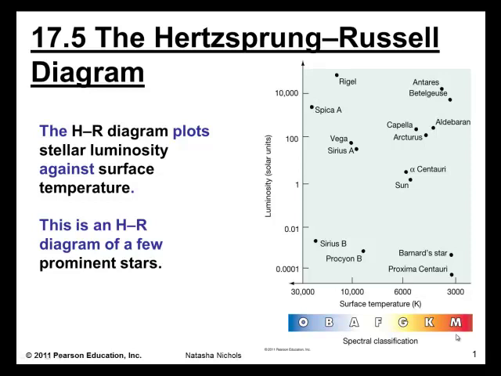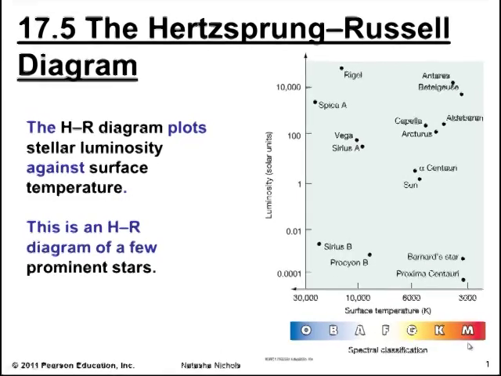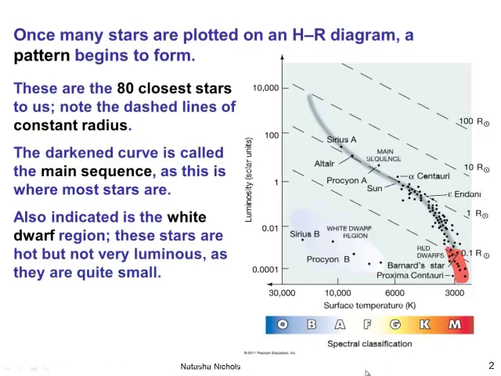Now, HR diagrams are very, very useful because they enable us to sort stars according to their diameters. And how do we do that? If you take a look at this HR plot right here, it is a plot of the 80 closest stars to us. Note that in this HR diagram, there are also diagonal dashed lines, and those dashed lines correspond to constant radius. Also notice that the radius is given in multiples of the radius of the sun.